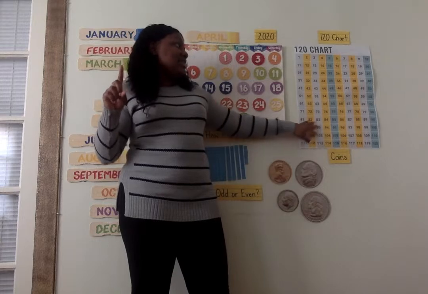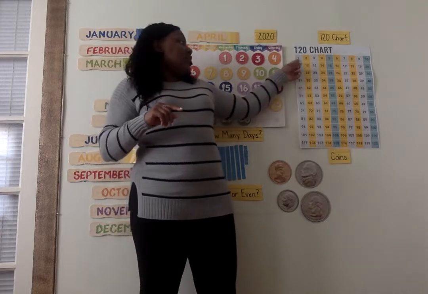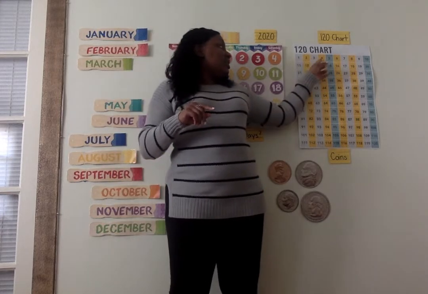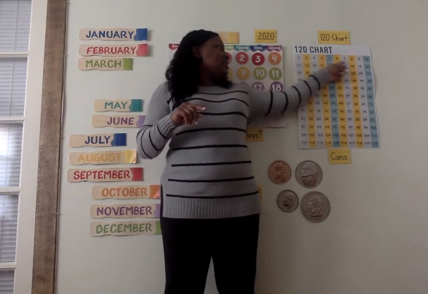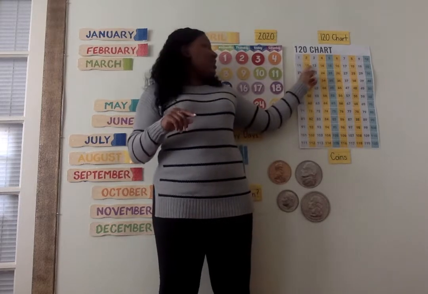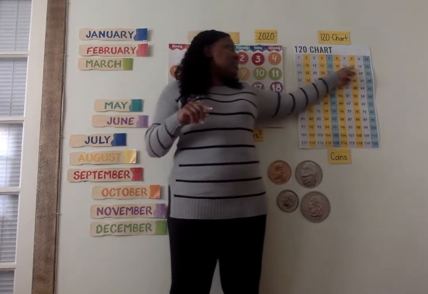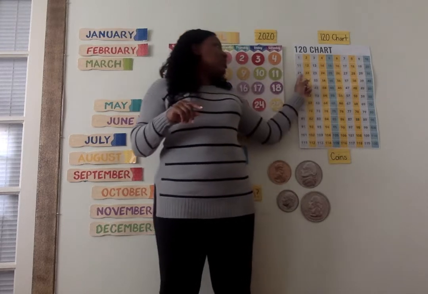Great. Friends, it's time to switch count. It's time to count by ones. Get ready. 1, 2, 3, 4, 5, 6, 7, 8, 9, 10, 11, 12, 13, 14, 15, 16, 17, 18, 19, 20, 21, 22. Stop.